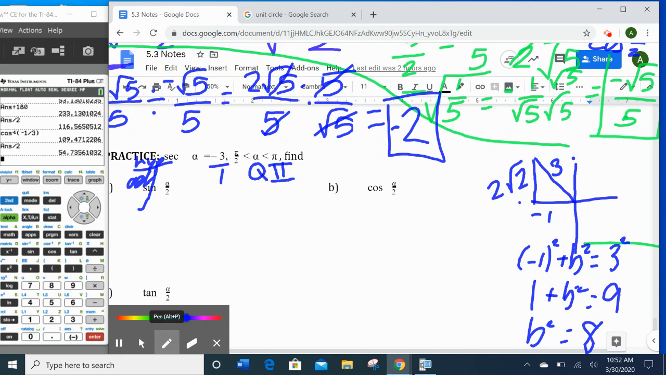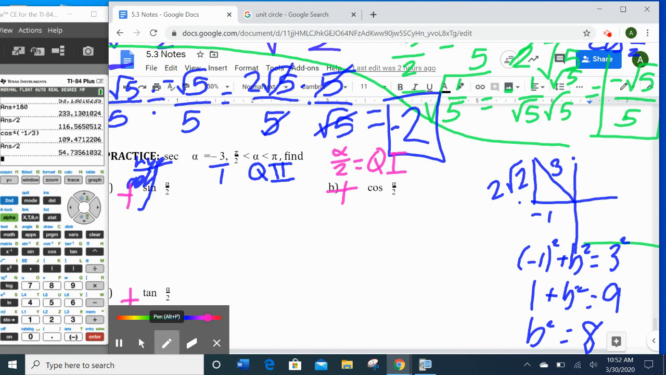So alpha is in quadrant 2. Alpha over 2 is in quadrant 1. And in quadrant 1, everything is positive. So all of my answers are positive. So again, if that really doesn't make sense, you can definitely ask, or you can just try the positive version and then the negative version.